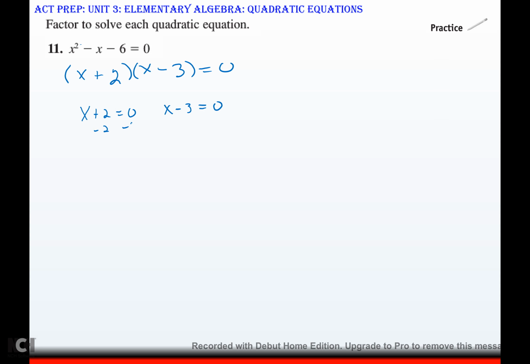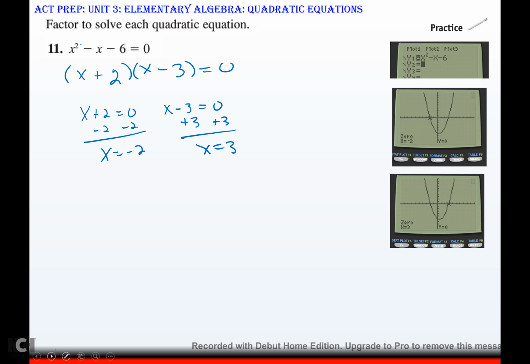So on this one, minus 2, x equals negative 2. Add 3, and x equals 3. Those are my 2 solutions. I can check on a calculator. Go to y equals, type it in, calculate this 0, which is your negative 2. Calculate this 0, which is your positive 3.